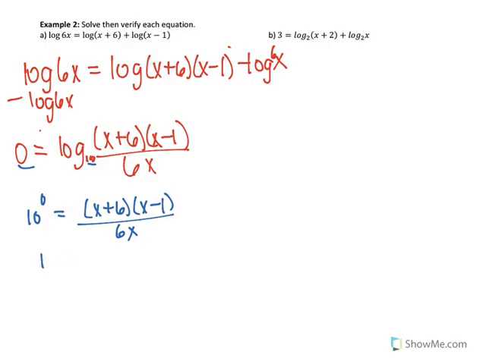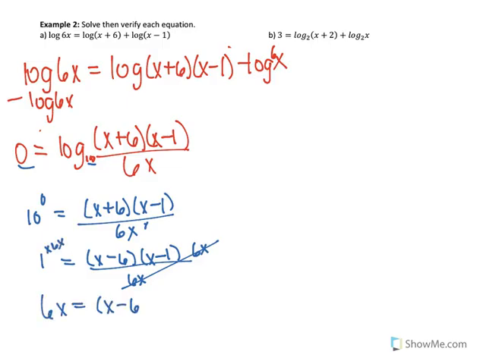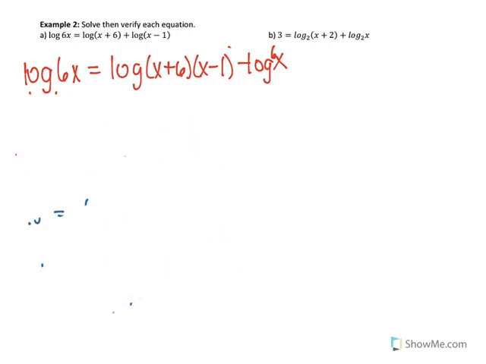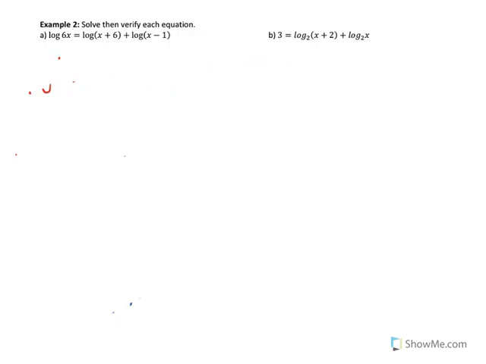This 10 to the power of 0 is 1, so we have 1 equals x plus 6, x minus 1, and then we multiply both sides by 6x to cancel. So we'd have 6x equals x plus 6, x minus 1, which is exactly where we got, but this is actually how you would do that step. You do not have to do all of that work though. You can go right into canceling your logarithms, but that is why it works. Okay, let's do the other one.